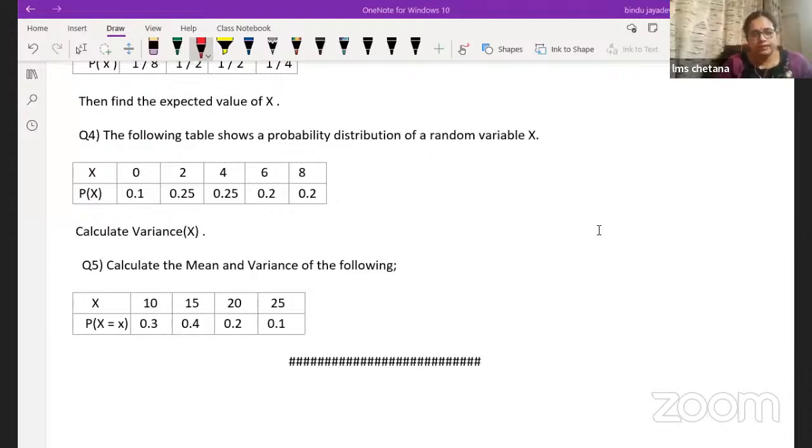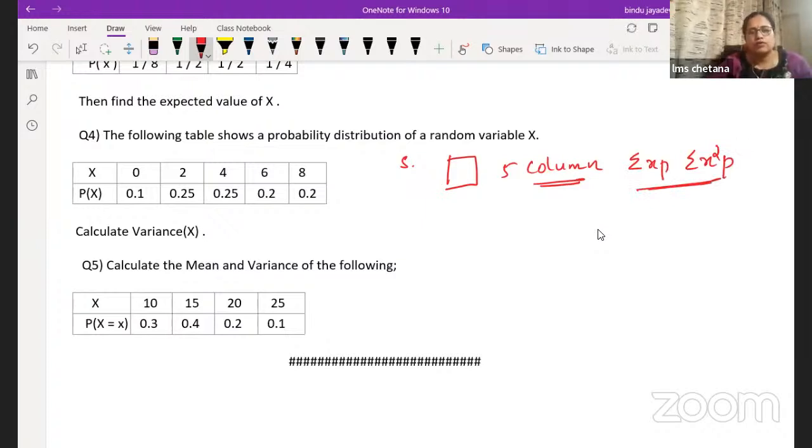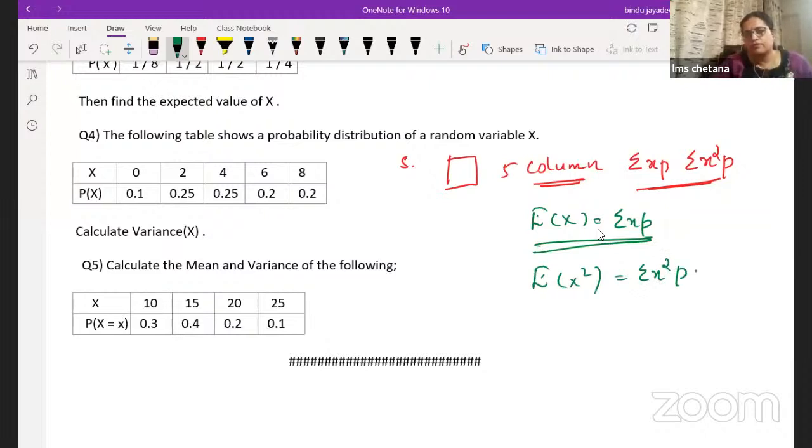Same way, make a table. What is your step 1? Construct the table with 5 columns. And at the end, sigma xp and sigma x square p columns. Then the formula: E of x is directly from the table, and E of x square is also the same as sigma x square p, and you can find variance, which is V of x. For practice, question number 4 and question number 5.